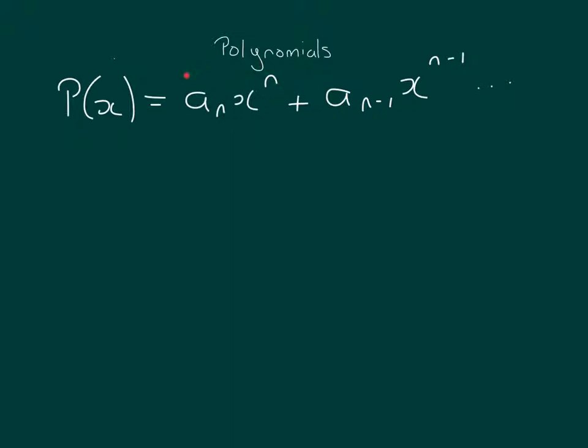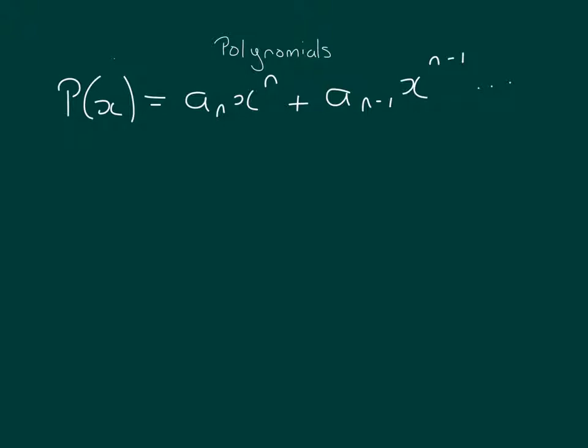So this first term has a coefficient, an x term, and a power. The second term has a coefficient, an x portion, and a power. And it just keeps going. It can keep going, it doesn't have to. It can have one term, or it can have 3 terms, or as many as it wants.